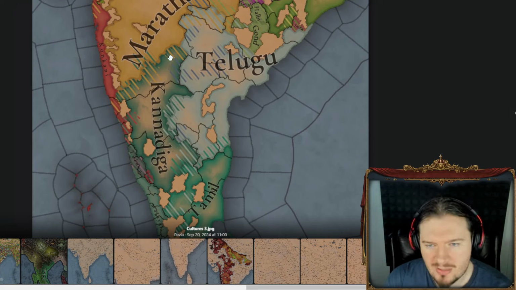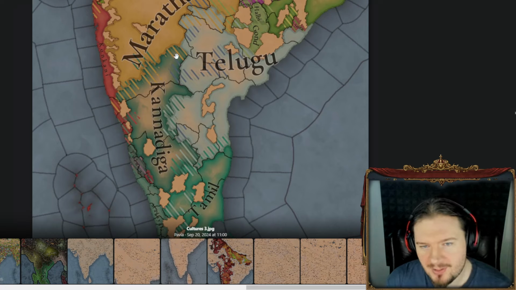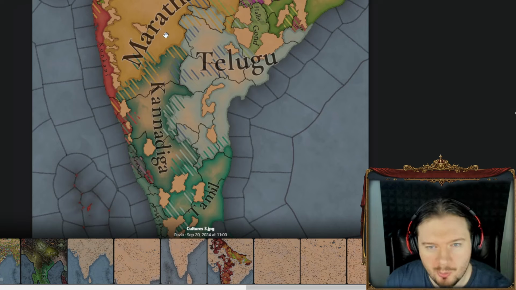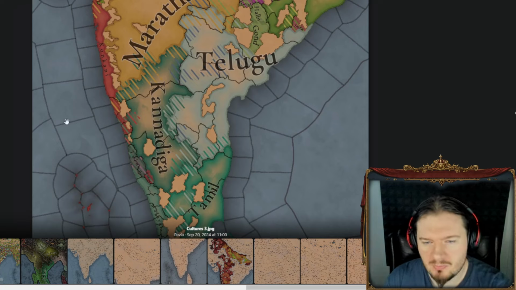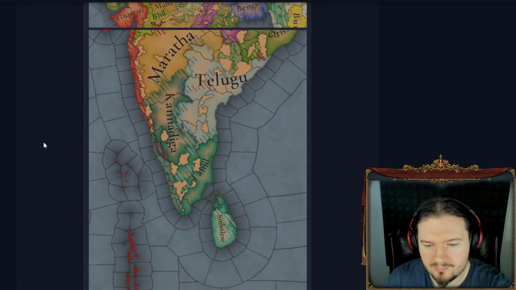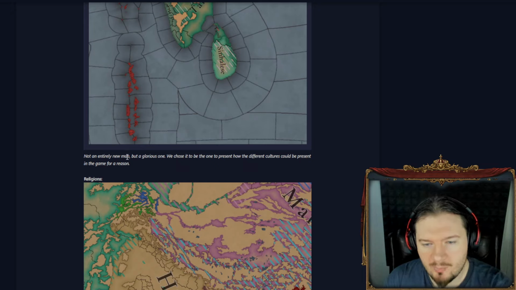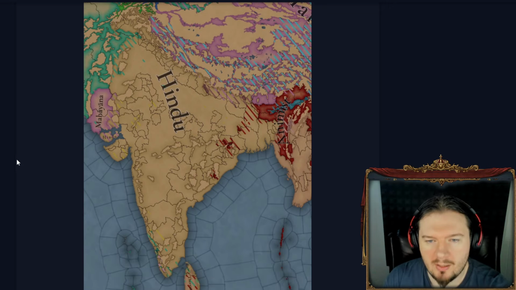This kind of border is what I would expect for pretty much every cultural border that isn't separated by mountains or some river or some such. This is, yeah, I think that looks great. Not an entirely new map, but a glorious one. We chose it to be the one to represent how the different cultures could represent in the game for a reason. Yes, lovely. Religions, meanwhile.